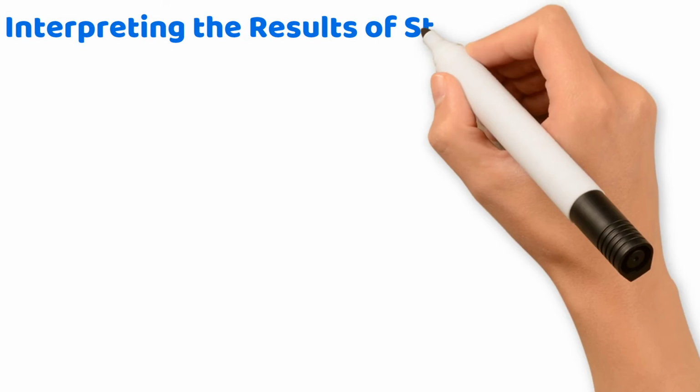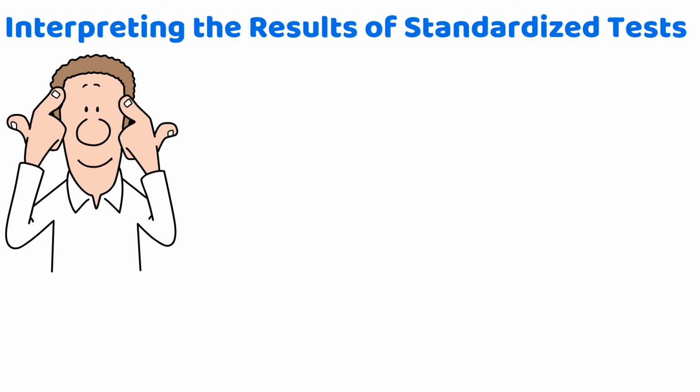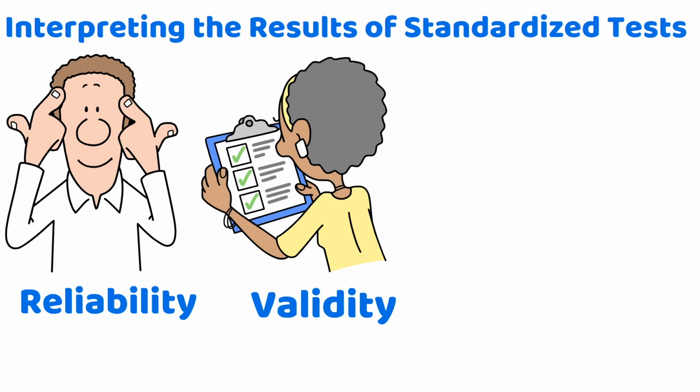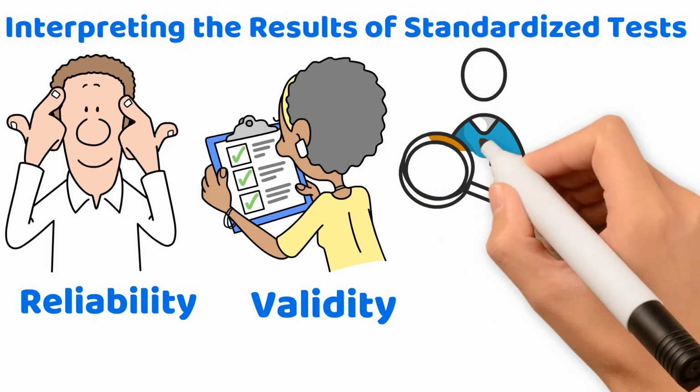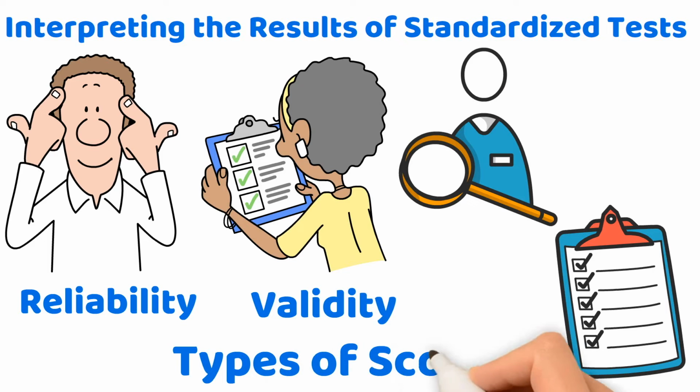Interpreting the results of standardized tests. Understanding the reliability and validity of tests is crucial. Reliability refers to the consistency of the test results, and validity concerns whether the test accurately measures what it's intended to assess. Standardized exams can have different types of scores.